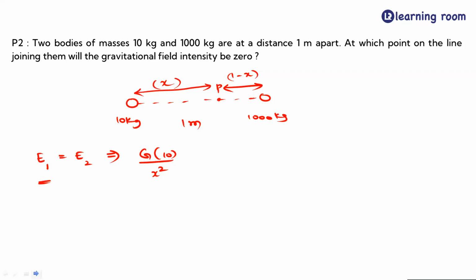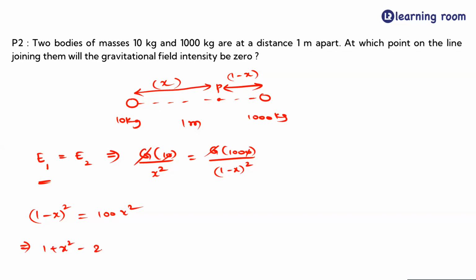Okay, G into 10 divided by x square is equal to, can you tell me what is the gravitational intensity due to the second charge? G into 1000 divided by 1 minus x the whole square. So G and G will get cancelled. 10 will cancel 1000, 100 times. So 1 minus x the whole square is equal to 100 times x square, which implies 1 plus x square minus 2x is equal to 100x square, which implies 99x square plus 2x minus 1 is equal to 0. So on solving this, we'll get the value of x.